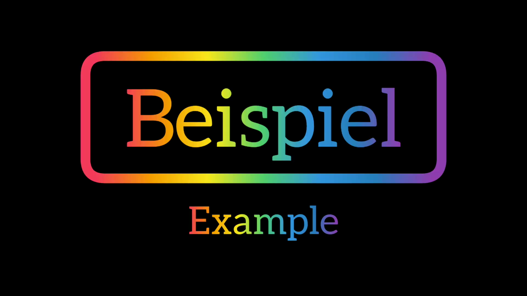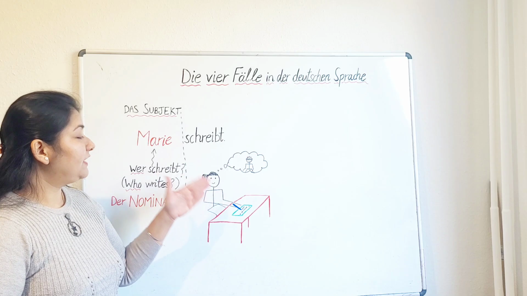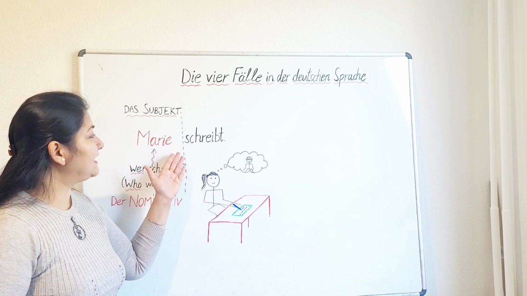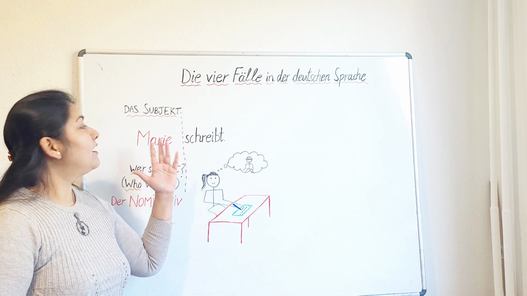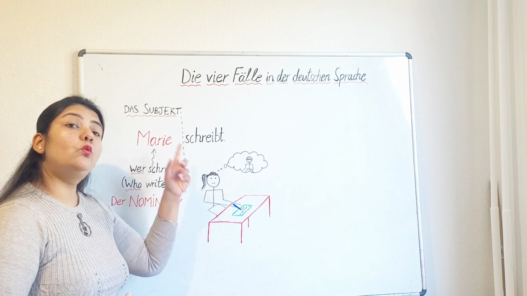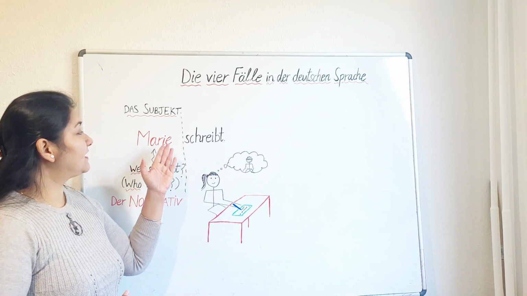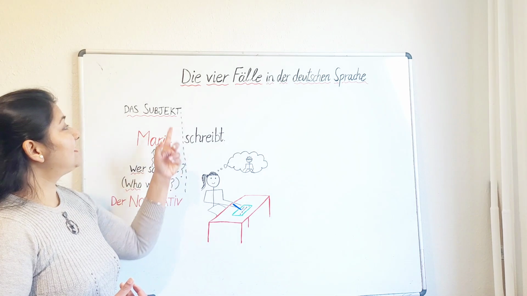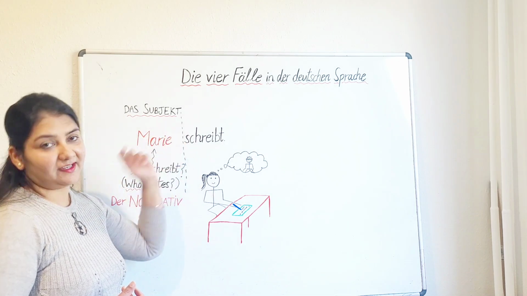Let's take another example to understand the cases better. We have a very simple sentence here. Marie schreibt. Mary writes. And who is writing? That is Marie. Marie is writing. Marie ist das Subjekt.